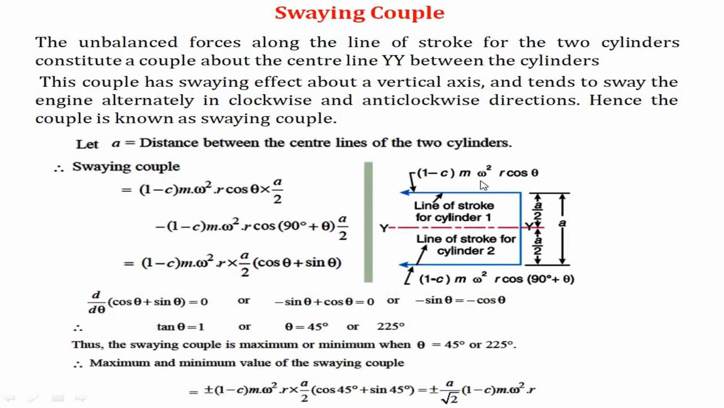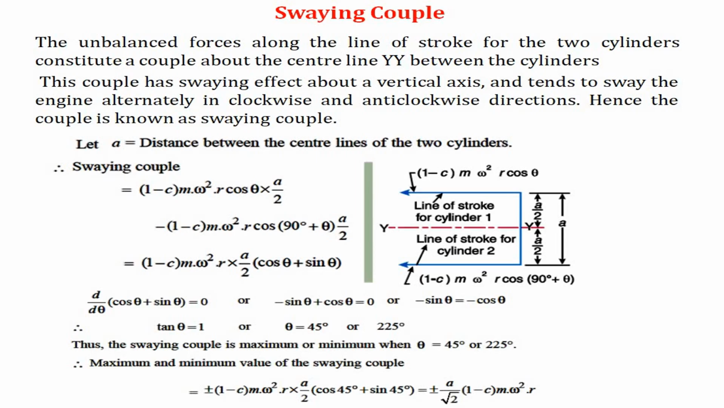Two forces, (1 - c) m ω² r cos θ and cos (90 + θ). So these two forces are going to form a couple with respect to a center line. They will try to sway the engine in anti-clockwise and clockwise direction, right? So they are going to form a couple about the y axis.